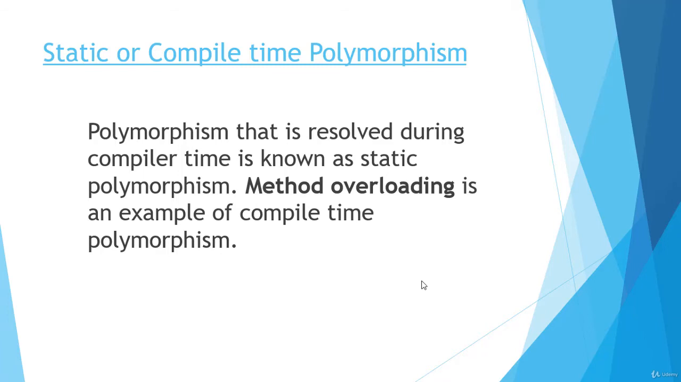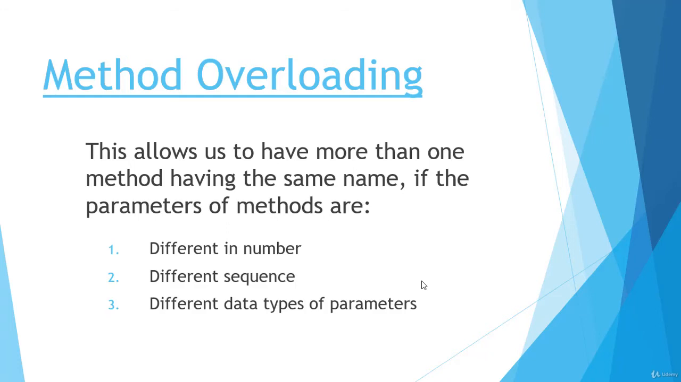Now, what is method overloading? Method overloading allows us to have more than one method with the same name if the parameters of the methods are different in number, different in sequence, or different in data types. In this video, we are only going to focus on compile time or static polymorphism, and in that we will learn about method overloading, in which the parameters of the method differ in number, sequence, and data types. So let's discuss this polymorphism in our NetBeans.